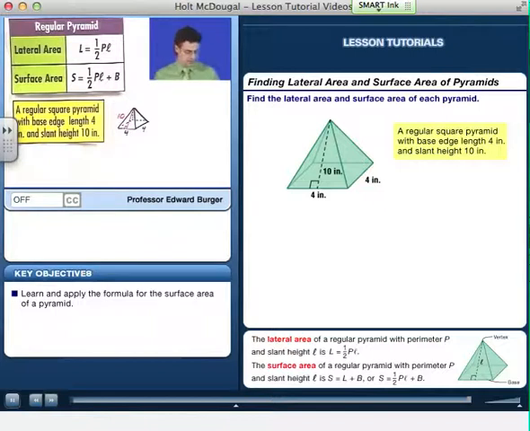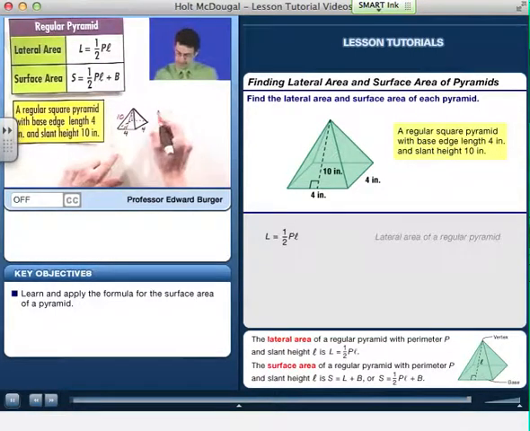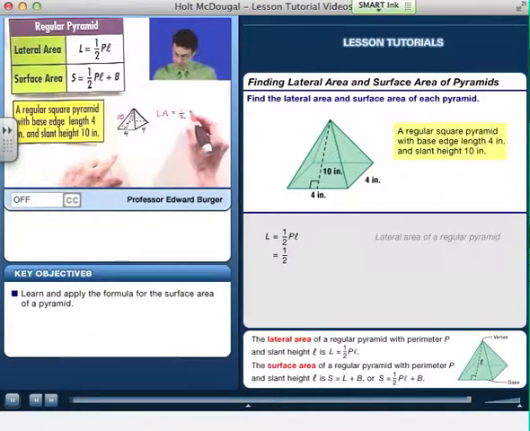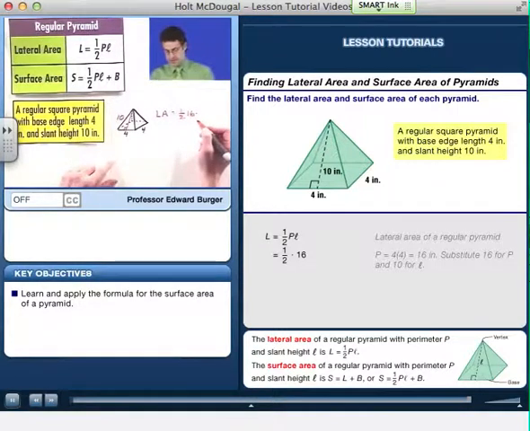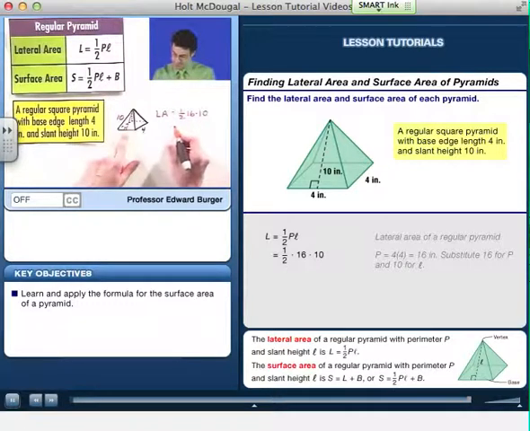And so now let's find the lateral area. Remember, that's just the area around. That's finding the area of 4 triangles. So it's going to be 1/2 the base, which is going to be the perimeter. So that's 4 plus 4 plus 4 plus 4, which is 4 times 4, which is 16, times the slant height, and the slant height is 10. And so what do we see here? Well, we see 8 times 10, which is 80.